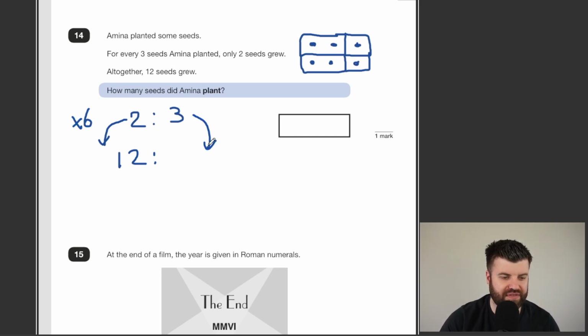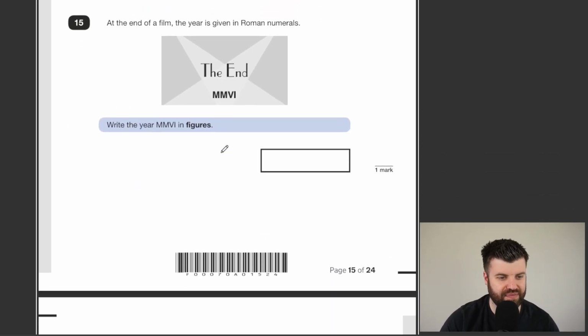So let's do the same over here. 3 multiplied by 6 means she must have planted 18 in total. So 18 is how many she planted. That means 12 grew and then 6 didn't. And that follows our ratio that we have here.